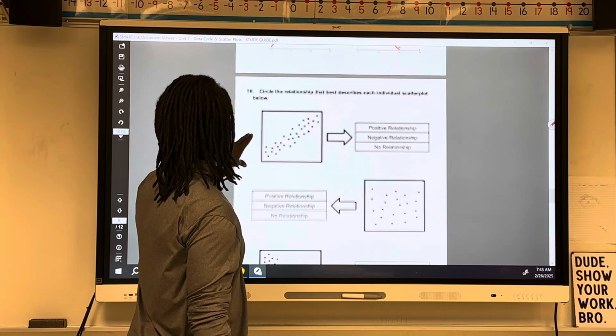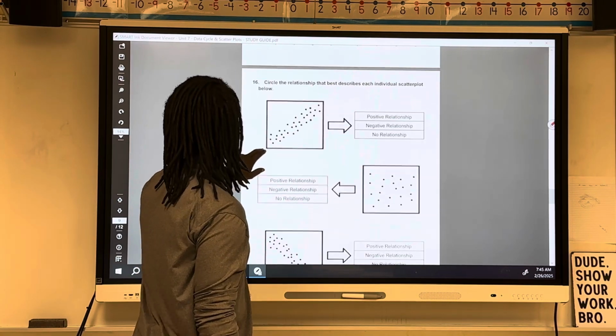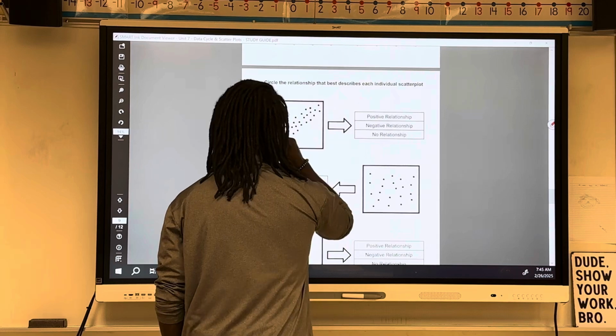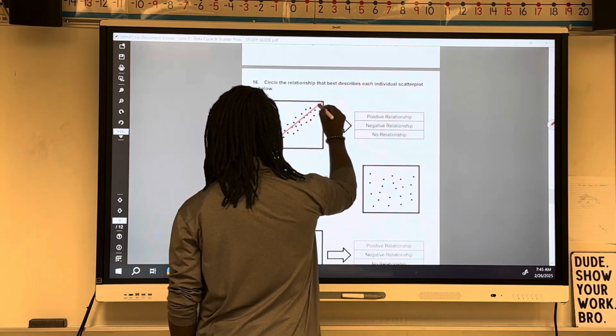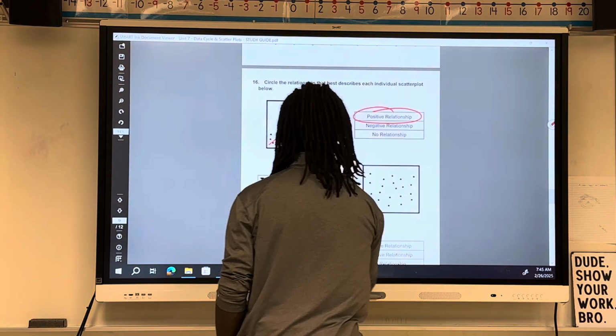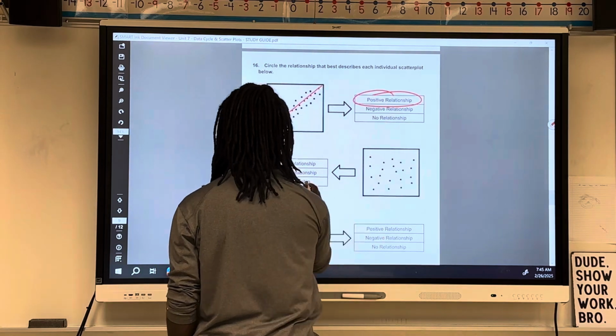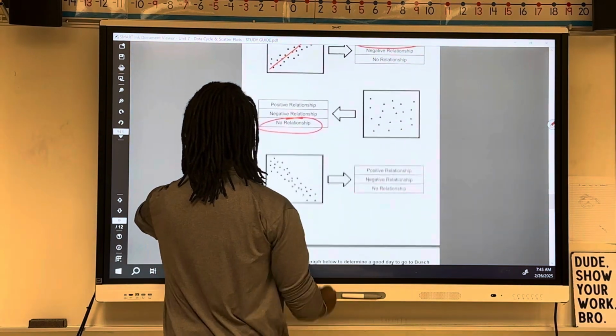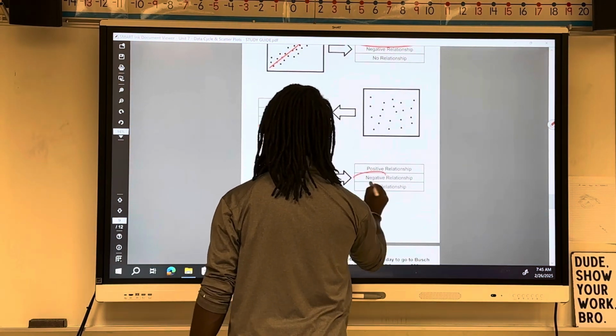Question 16. Define each of the relationships. Positive is going up. This one all scattered, so it has no relationship. And then this one is going down, negative.